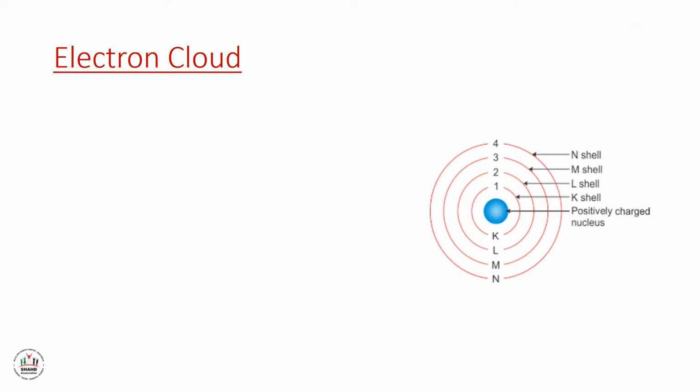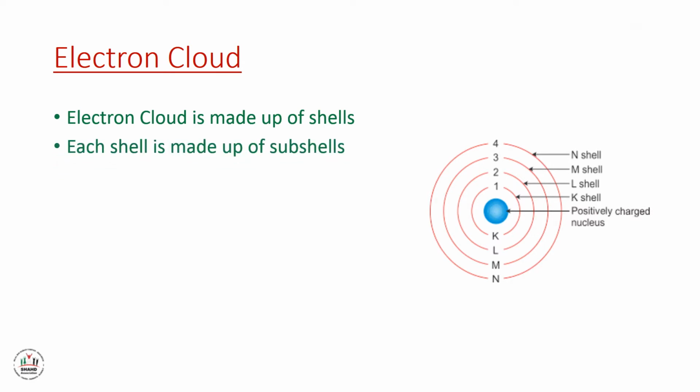As we saw in the Explore section, we saw how an atom can be similar to our solar system. Today, we will take a deeper look at the atom. I will start my lecture with the electron cloud. The electron cloud is made up of shells. Each shell is made up of subshells. In this lecture, we are not interested in the subshells. We are only interested in the shells.